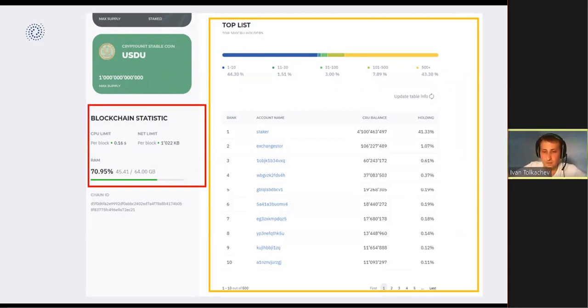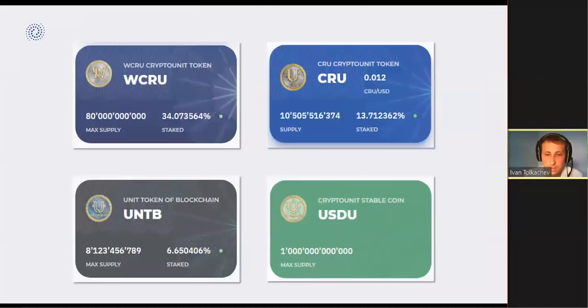We have a top list of holders of tokens on Cryptounit blockchain. So this is the statistics you may find broken down by addresses. So the distribution of tokens by a holder. Next slide, please. We have 4 types of tokens available on our blockchain, and let us detail each of them.